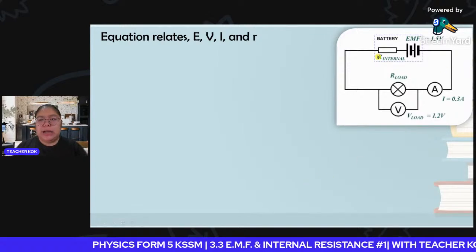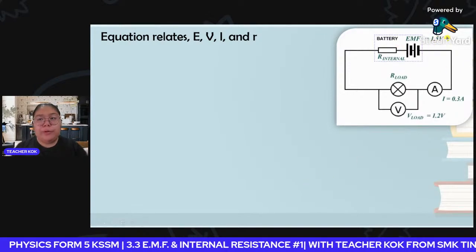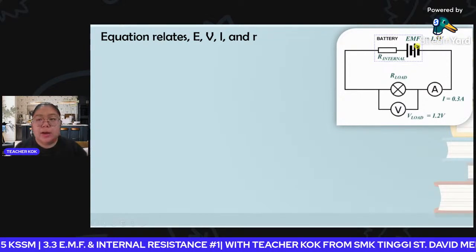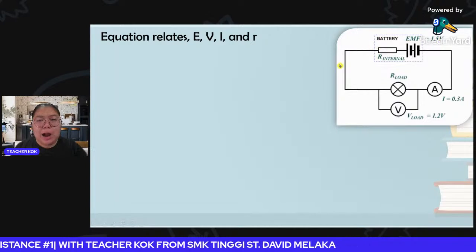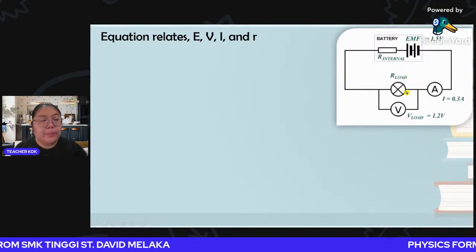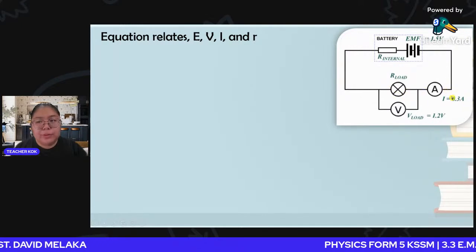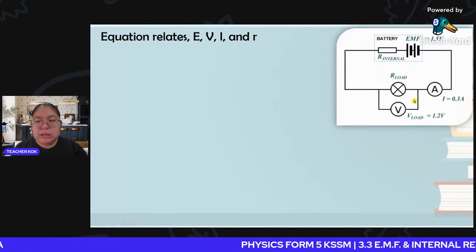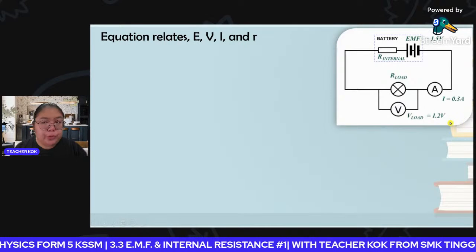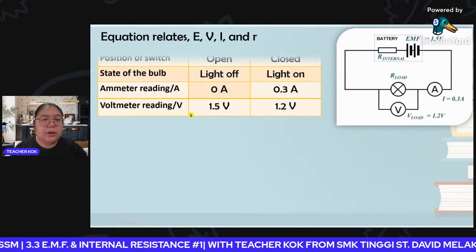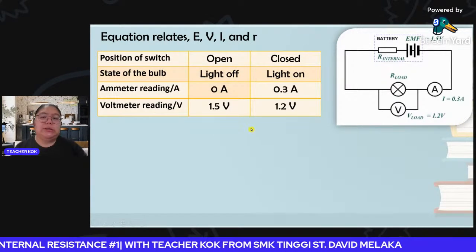You can see the diagram here. This one, 1.5 volt, is the EMF. Inside the battery, we got internal resistance. Outside the battery, we got external resistance. This one is for the bulb. Then after that, we got the ammeter, which shows 0.3 ampere. Then this one, V, measures the load potential difference. That's 1.2 volt. So from here, I'm going to show some readings first.